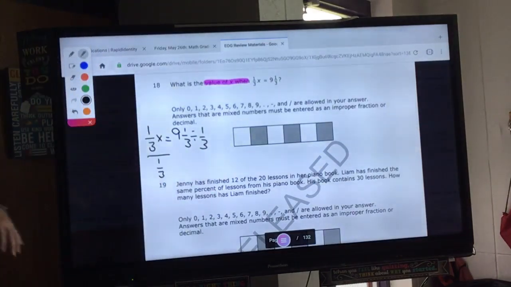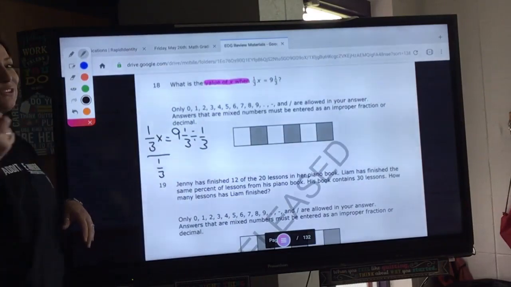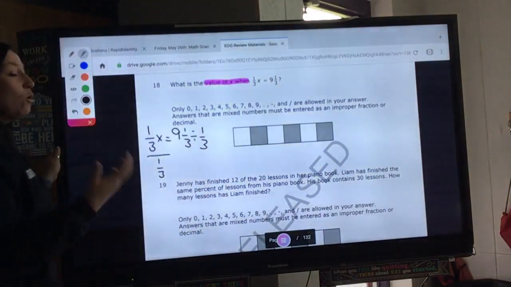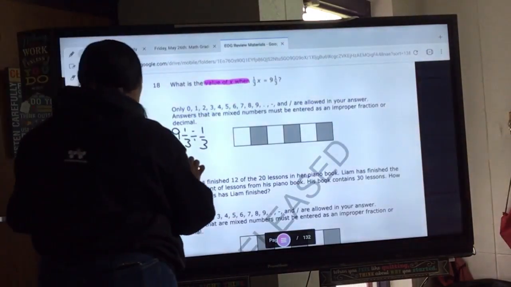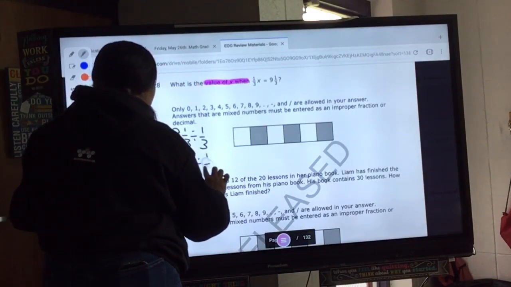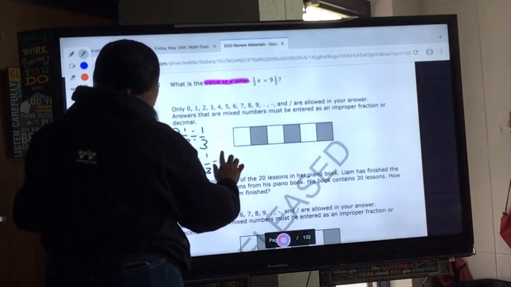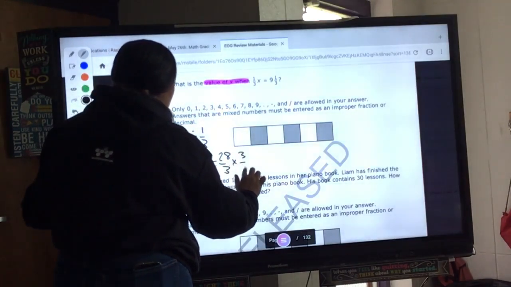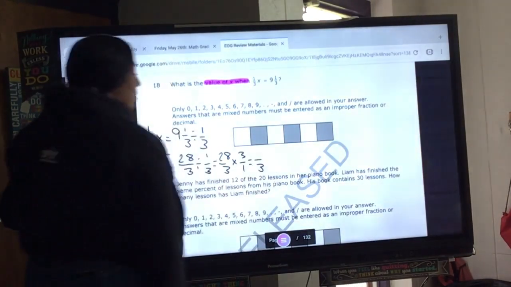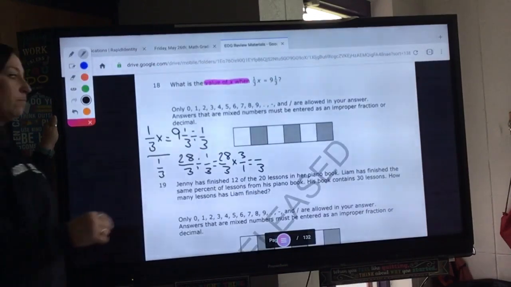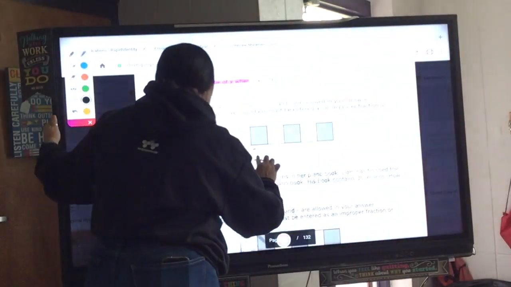All right, at this point, I don't have calculators on your tables, do you? All right, so at this point, we have to do it the old school way. 9 times 3 plus 1 is 28 thirds divided by 1/3 equals 28 thirds times 3 over 1, which gives us, what is 28 times 3? 84.